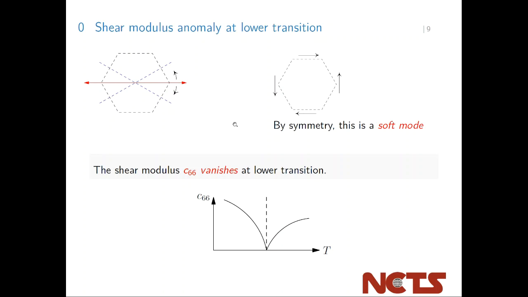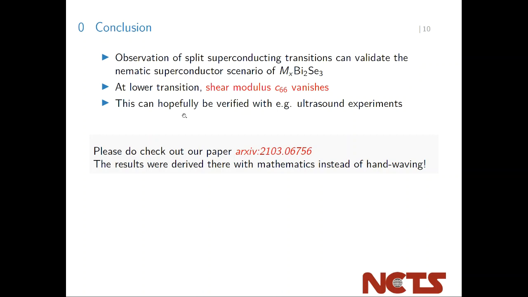Or let me say this again. We predict that the shear modulus C66 that corresponds to this channel vanishes at the lower transition. If you consider the temperature dependence, you see that C66 comes in at some finite value, drops all the way to 0 at the lower transition, and then goes up again when you enter the lower phase. This is not a kink, this is not a step discontinuity, this is a 0. It's very dramatic, and I believe that if you are trying to look for this kind of signature, it's very difficult to miss.